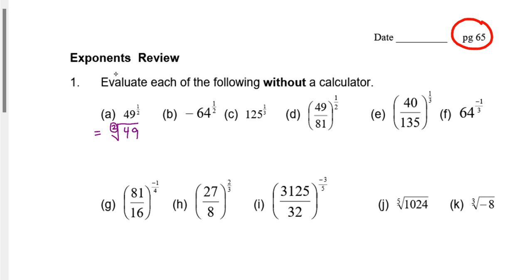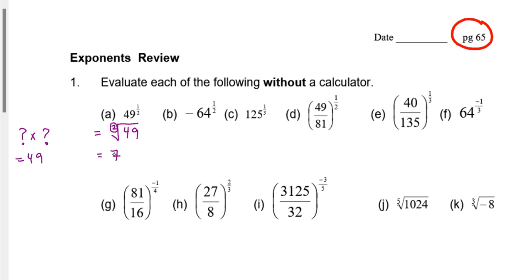We are taking the square root of 49, which means we're looking for a number that we multiply by itself, some kind of a number times itself since we have a 2, and that answer has to be 49, which would be 7, right? 7 times 7 is 49.